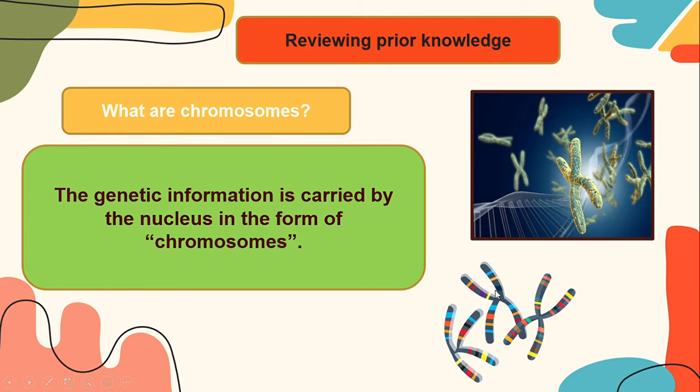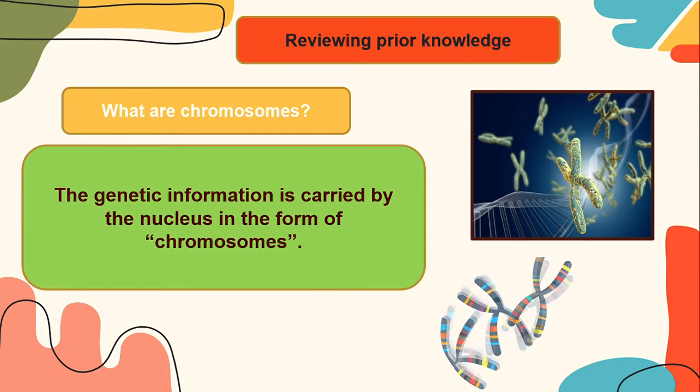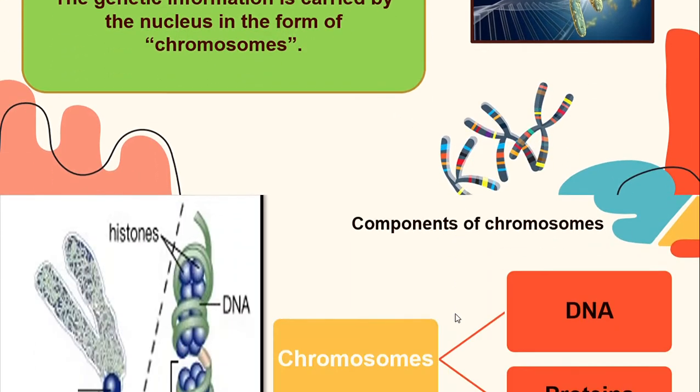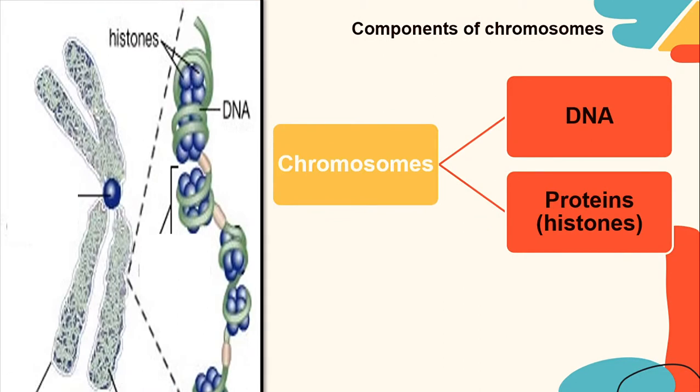Chromosomes are found inside your nucleus, where all of your genetic information is stored. For example, the color of your hair, the color of your eyes, all of the genetic information is stored in the nucleus in the form of chromosomes. Chromosomes are composed of two main components, which are the DNA and a specific type of protein known as histones. So chromosomes contain DNA and histones.